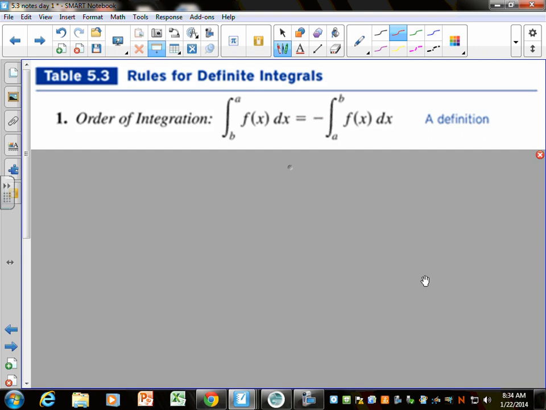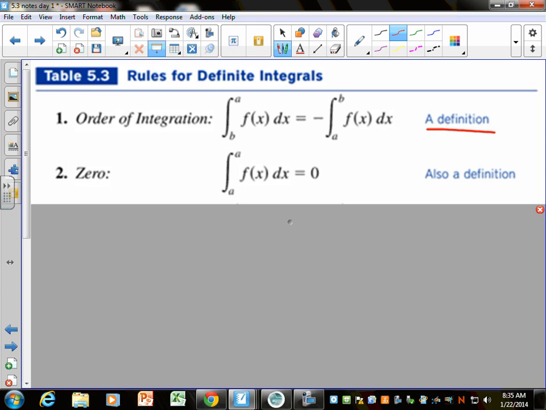Properties. If you have an integral, notice if the bigger number's on the bottom and the smaller number's on the top, we can't do that. You have to flip it around, and if you flip it around, you just put a negative out front. So if you notice that the numbers are wrong, you have to flip it around and pull out a negative. This is the book's explanation for this. It's a definition. Just know it. So don't ask me why.